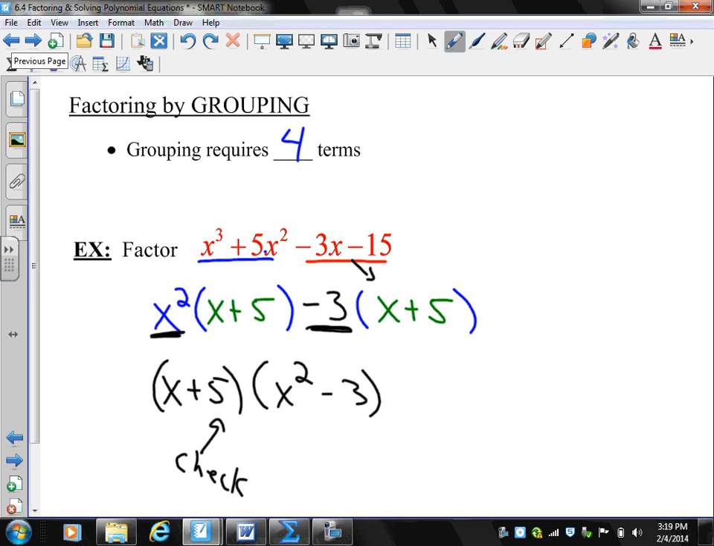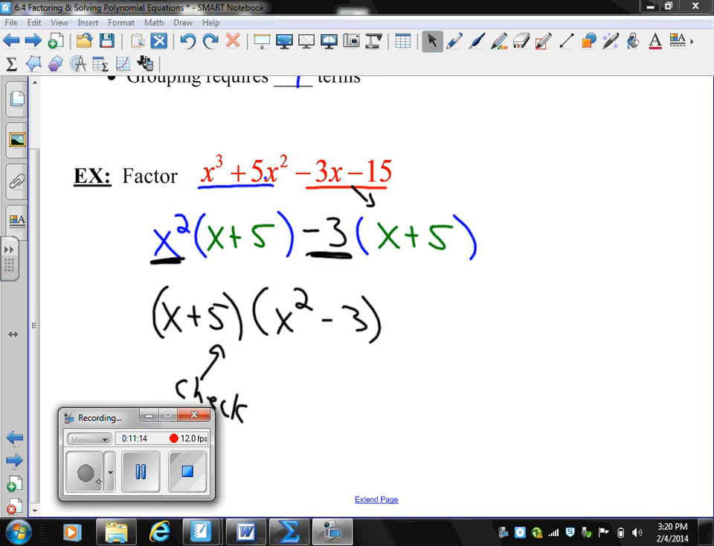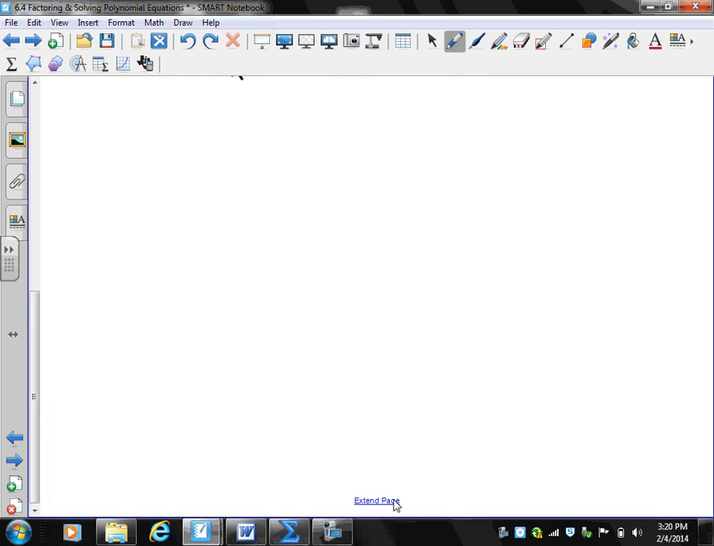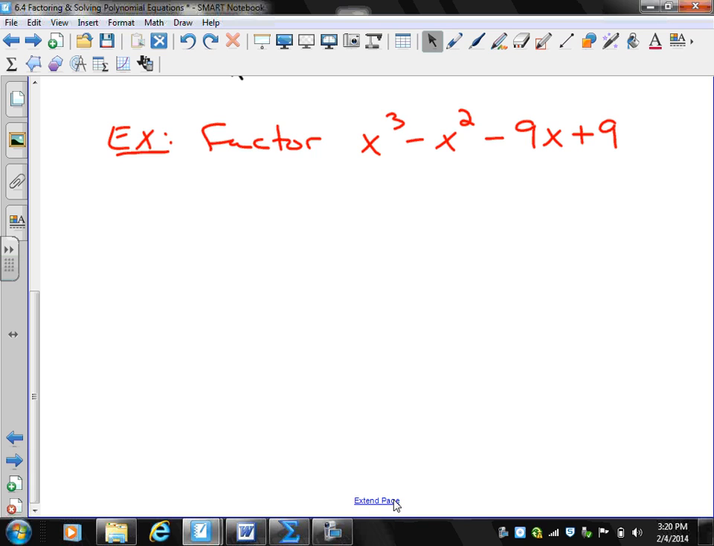Okay, so here's another one to play around with. Let's factor x cubed minus x squared minus 9x plus 9. Again, I notice that there's 4 terms here, so I'm going to try grouping. I'm going to factor something from those first 2 terms. Looks like I can pull out an x squared. And what are we left with? Well, it looks like we're left with an x minus 1.